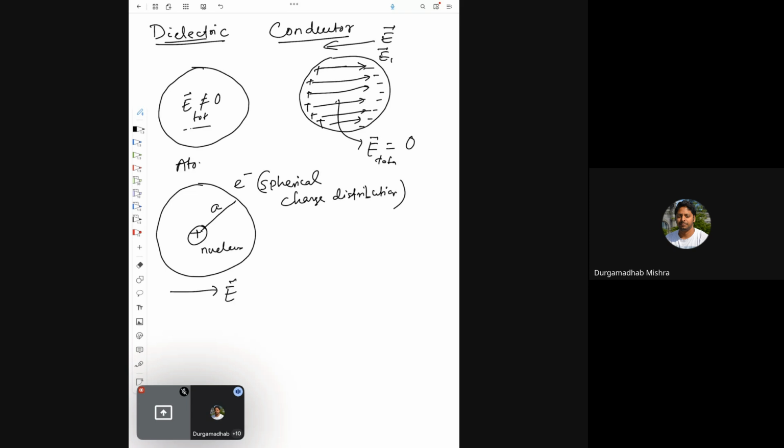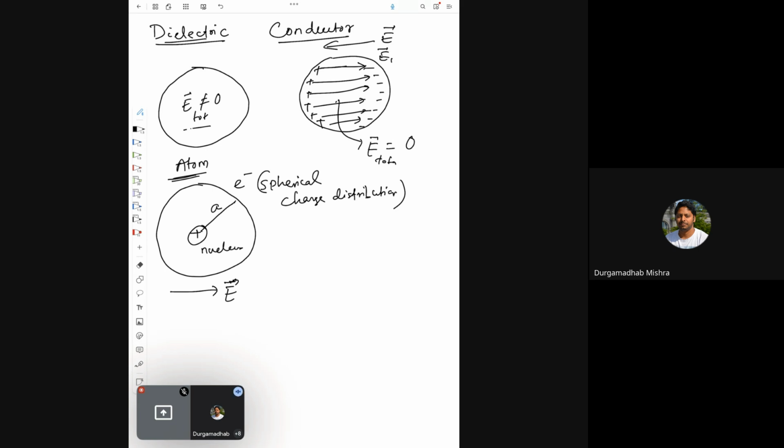So what will happen if I apply an electric field in this direction? This is what we are talking about, an atom. We have drawn it in a bigger picture, but actually the sizes are small. For example, if I take a hydrogen atom, the radius is the Bohr radius, which is of the order of 1 angstrom, or less, 0.53 angstrom.